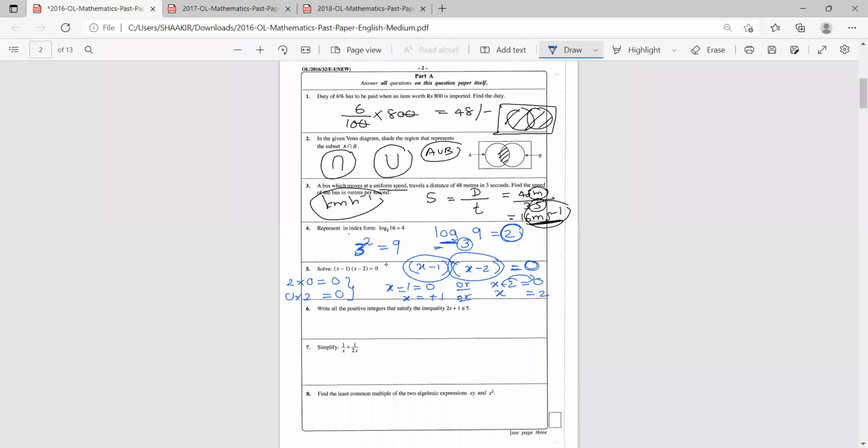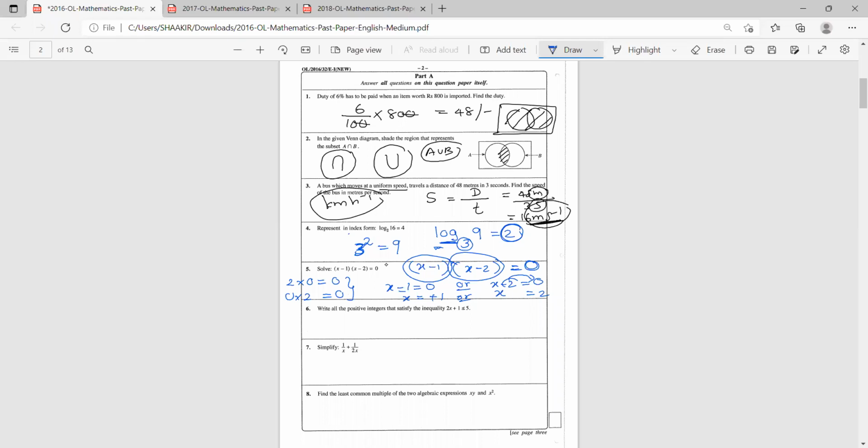So for this, children, you will be getting 2 marks. For each and every question, you will be getting 2 marks. Okay. Let's go to the next question. If you have any doubts, you can ask me, children, in the chat box. You can send me your doubts. Let's go to the 6th question.